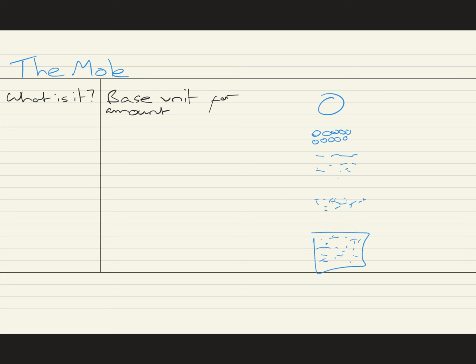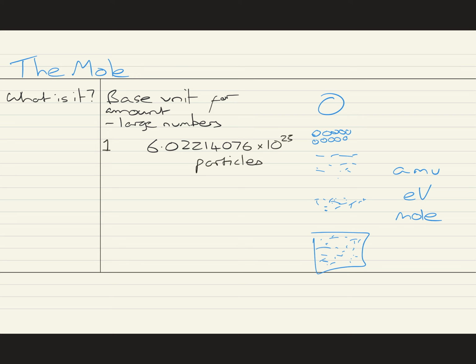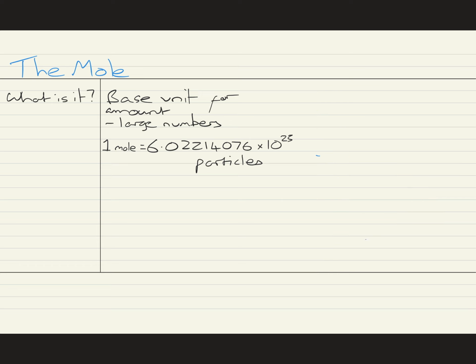Just like we use things like atomic mass unit and the electron volt when we are dealing with really small particles, we use the mole when we are dealing with huge numbers of particles. Its definition is 1 mole is 6.02214076 times 10 to the 23 particles. Now, that's not a very convenient number, but obviously it has a good reason to be like that, and it's very similar to the atomic mass unit.